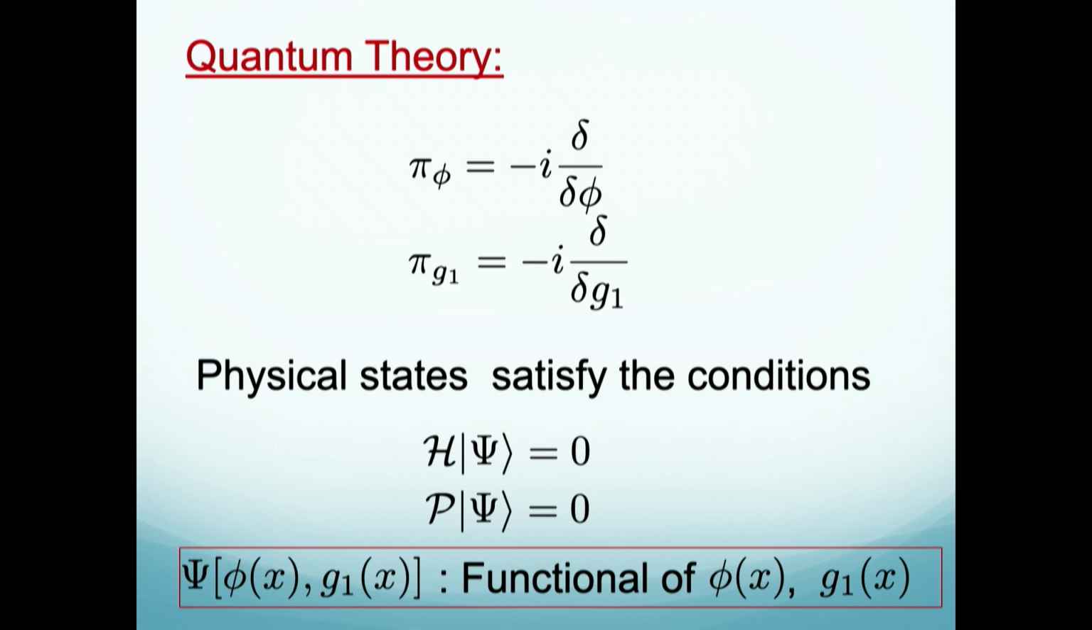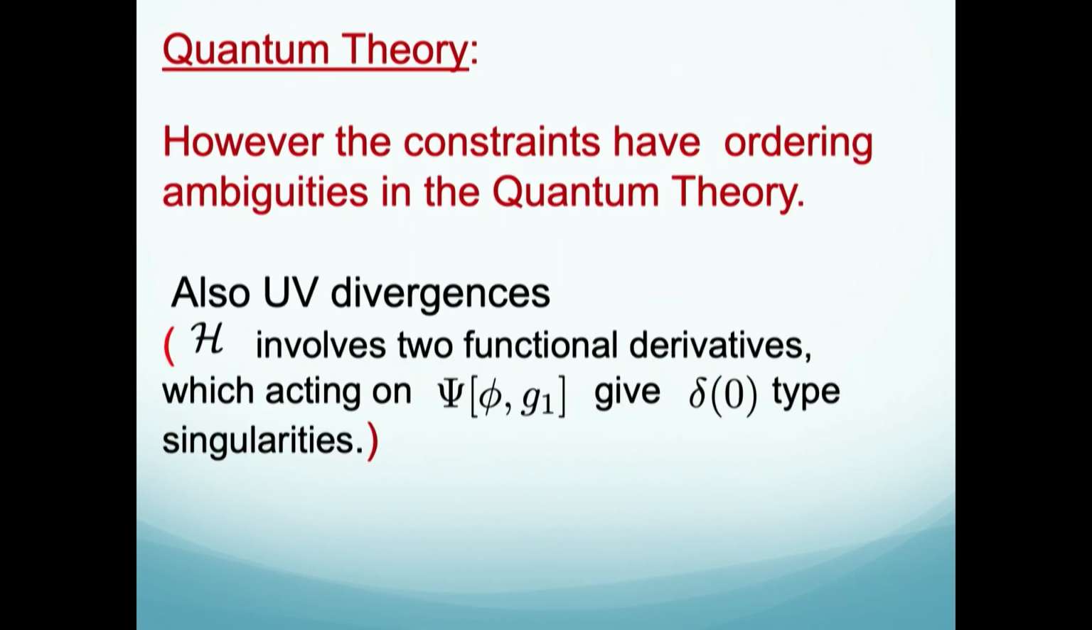And now we turn to the quantum theory. If we are working in the basis of the dilaton and the metric, their conjugate momenta are functional derivatives. The wave function is actually a functional of phi and g1, which can vary along the spatial sections, and physical states must be annihilated by the Hamiltonian and momentum constraints. And so we would need to find such physical states to understand the canonically quantized quantum theory.